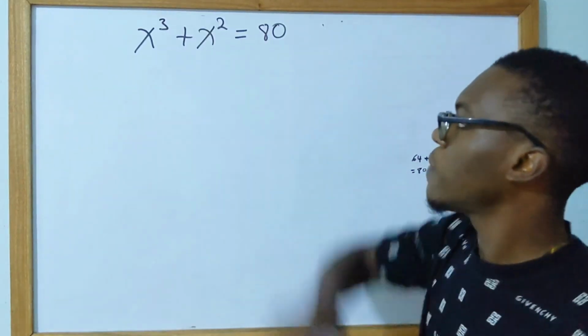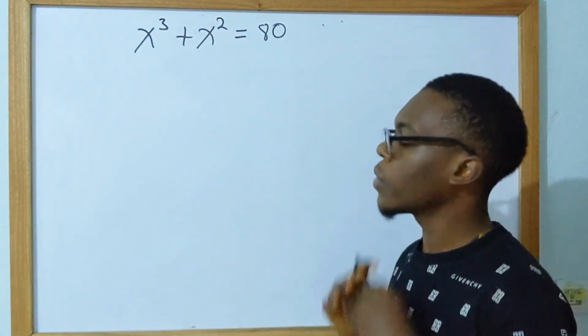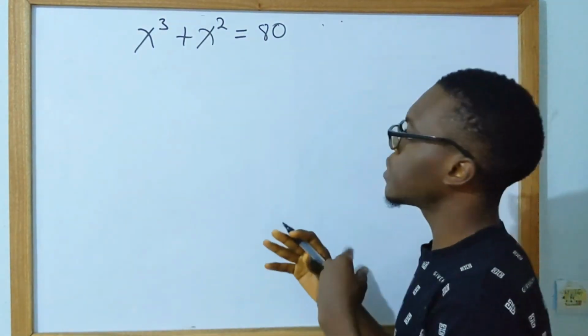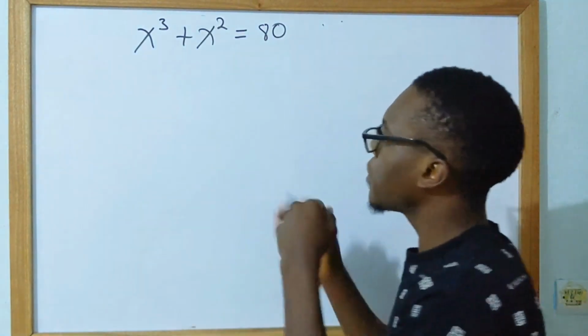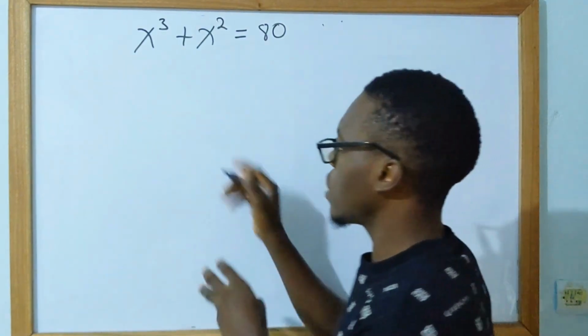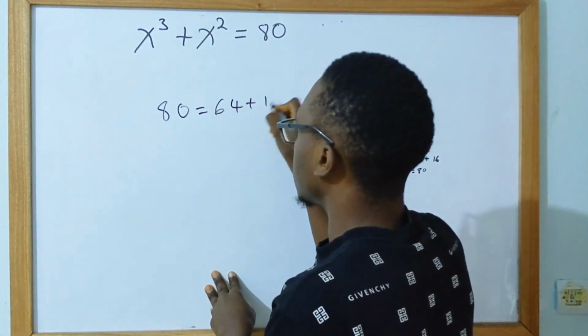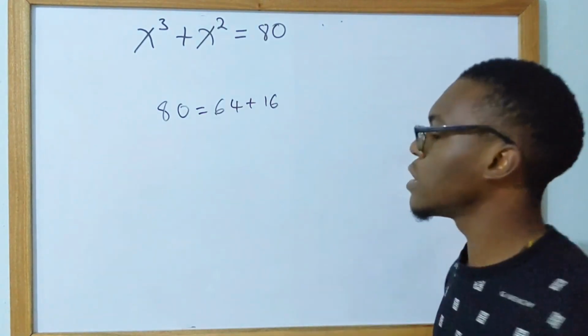We have this question to solve for x, given that x cubed plus x squared is equal to h. Using a basic trick to solve this, you can simplify or compress h. So h is equal to what? 64 plus 16. Okay, h is equal to 64 plus 16.